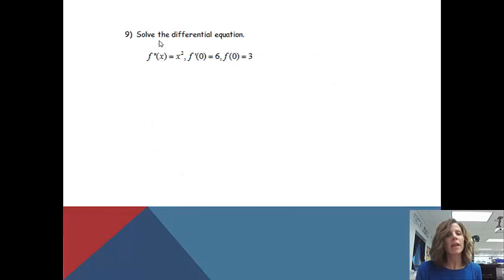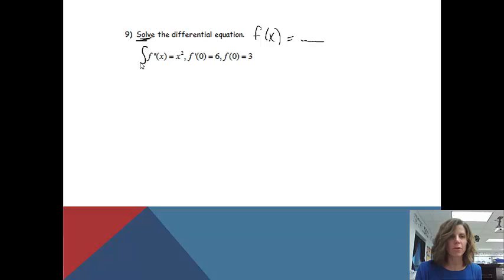Okay, this one says to solve the differential equation. Differential, remember, has to do with derivatives. Right now it's telling me that the second derivative is equal to x squared, the first derivative at 0 is equal to 6, and the function at 0 is equal to 3. So lots of different information in this problem. If I want to solve it, my goal is going to be to end up with an equation for f of x. So it says f of x equals something, right? You'll notice they started me at the second derivative.